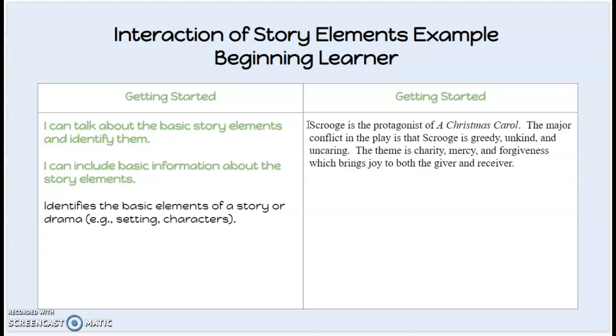So this right here would be considered a beginning learner level because this student just identifies that Scrooge is the protagonist and the student just identified what Scrooge is like, but didn't explain why or how Scrooge did anything and how that further led to the development of the theme.